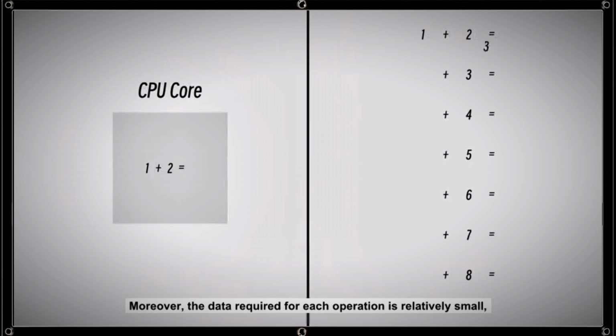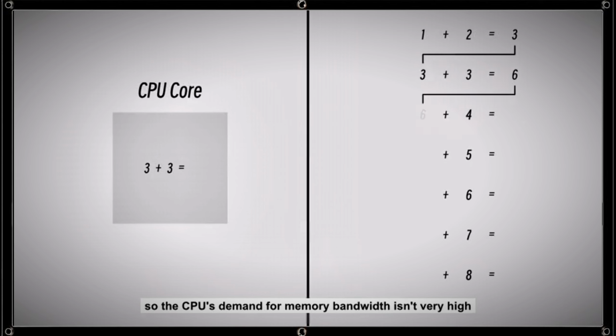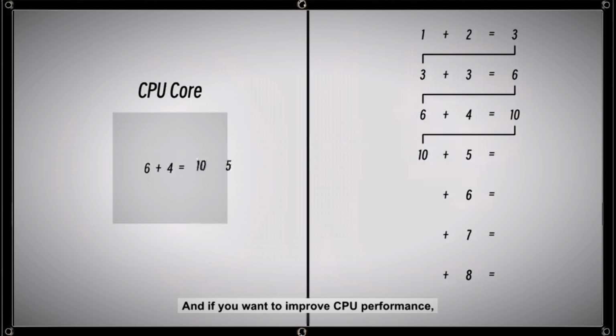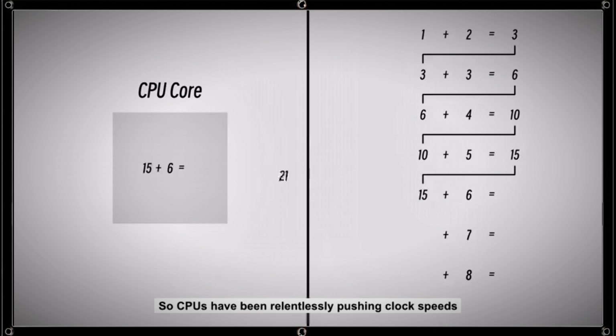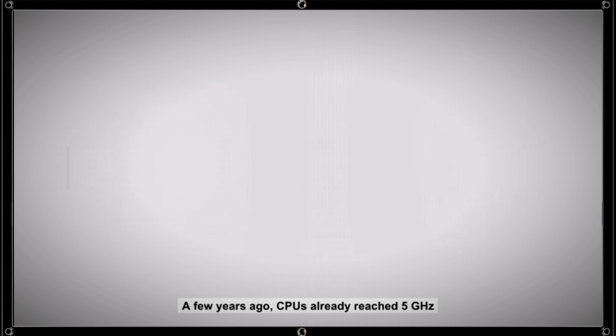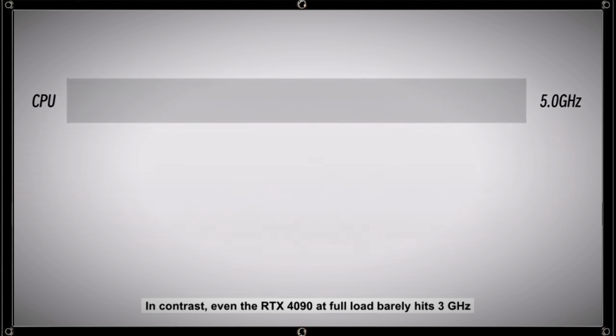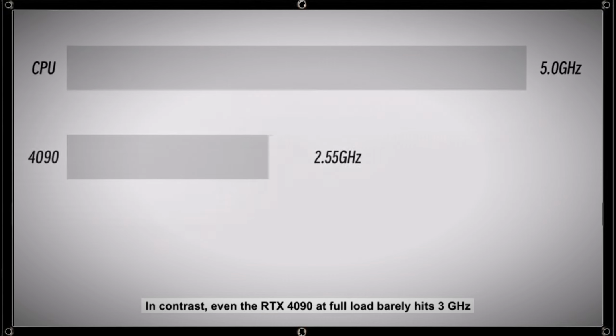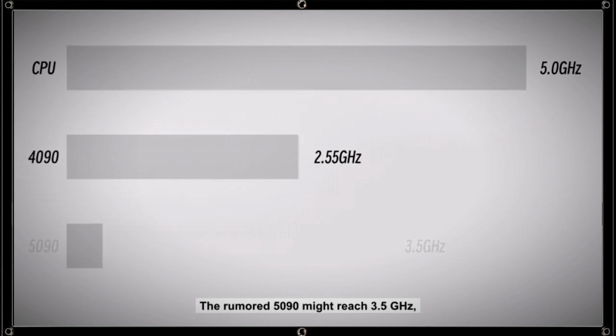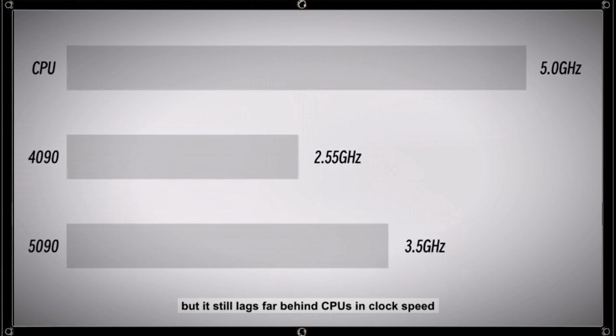Moreover, the data required for each operation is relatively small. So the CPU's demand for memory bandwidth isn't very high, and if you want to improve CPU performance, you can only make each computational step faster. So CPUs have been relentlessly pushing clock speeds. A few years ago, CPUs already reached 5 GHz, but in recent years, it seems they've hit a wall. In contrast, even the RTX 4090 at full load barely hits 3 GHz. The rumored 5090 might reach 3.5 GHz, but it still lags far behind CPUs in clock speed.